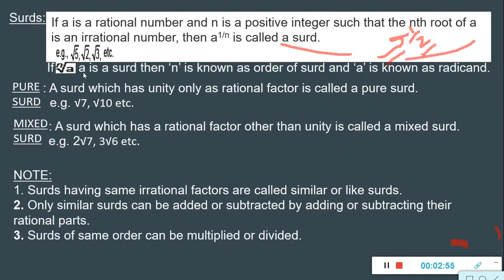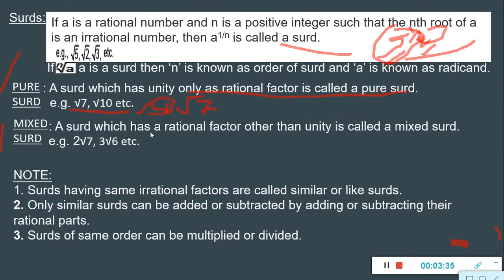If nth root of a is a surd, then n is known as the order. Here 2 is the order and a is known as the radicand, and 5 is the radicand. Surds are of two types, pure surd and mixed surd. A surd which has unity only as its rational factor is called a pure surd. Examples: root 7, root 10. Their rational factor is 1, and root 7 is irrational. So their rational factor is only 1.